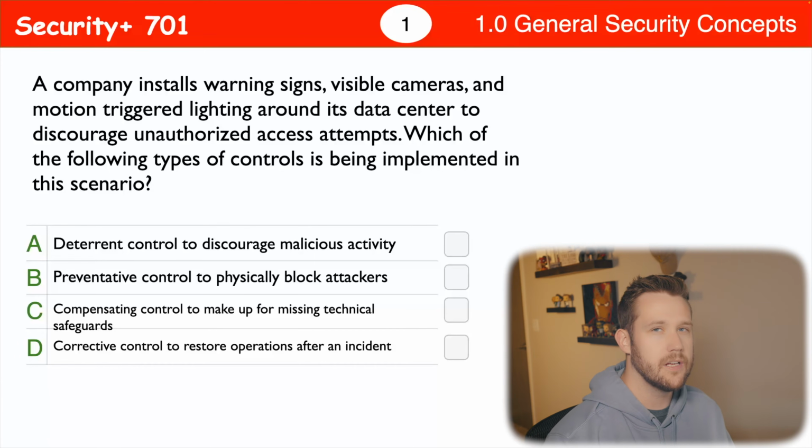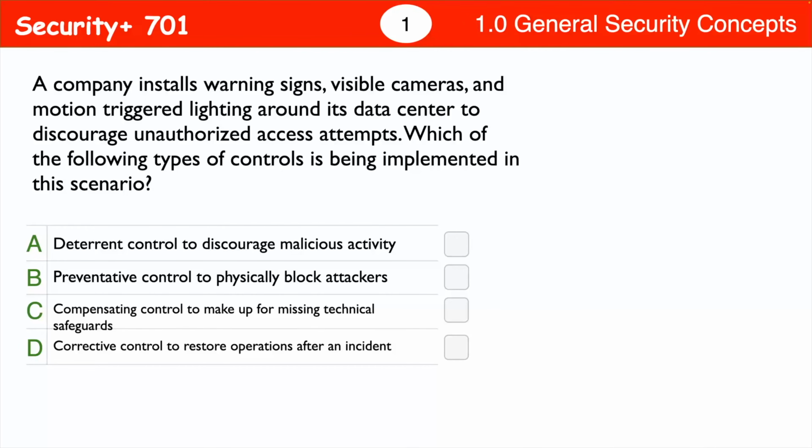All right, so the key here is to discourage unauthorized access attempts. All right, the goal isn't to stop or catch, it's to influence decision making before a violation occurs. So let's get to the process of elimination. We can start with B, preventative control. Preventative controls stop an action outright. Cameras don't physically just stop anything.